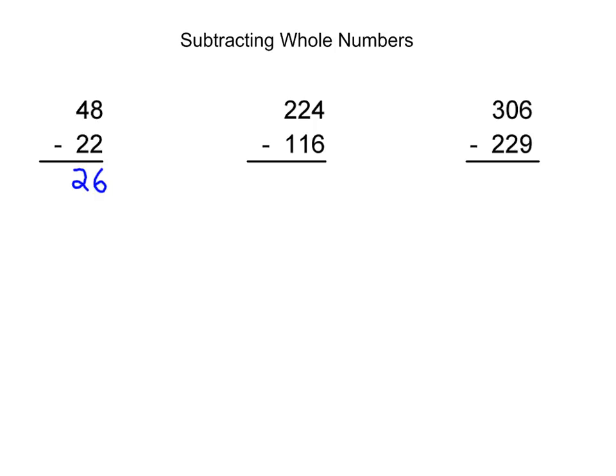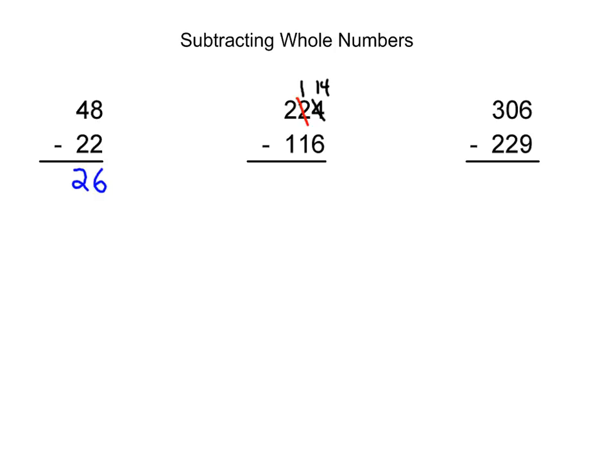On the next problem, we follow the same procedure. 4 subtract 6 cannot be done. 4 is smaller than 6, so we have to borrow. So this means we borrow 1 from the next column up, so that 2 becomes a 1, and the 4 now becomes 14.